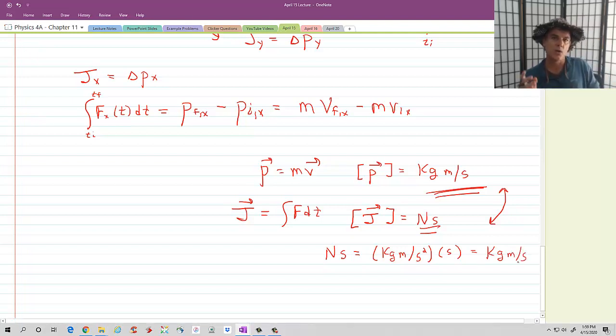However, even though these two units are equivalent, you generally never use kilogram meters per second for units of impulse.